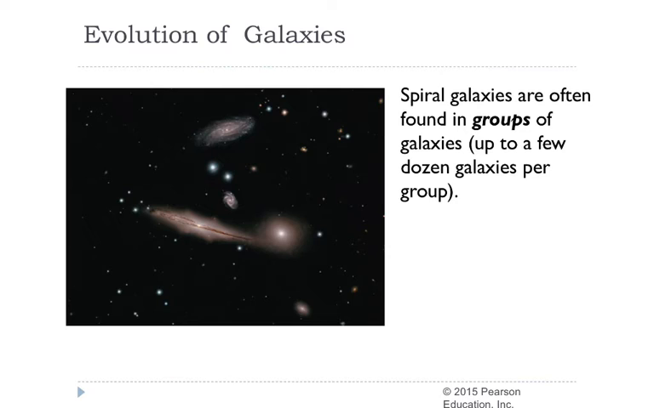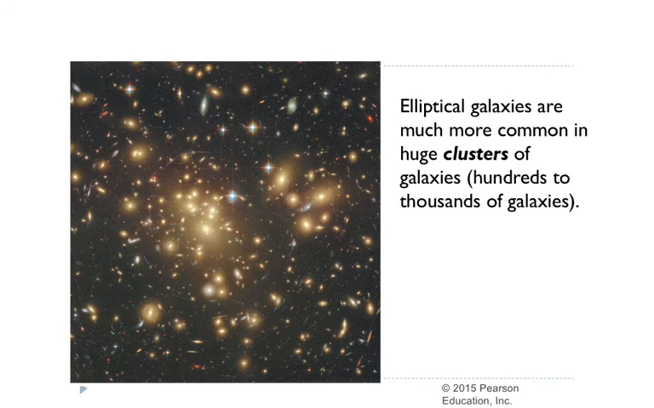So what about evolution of galaxies? How these could develop. We see that spiral galaxies are often found in groups of a few dozen, so not so densely populated. As opposed to ellipticals, where in clusters we see hundreds to thousands of them, more densely populated, a lot closer together.